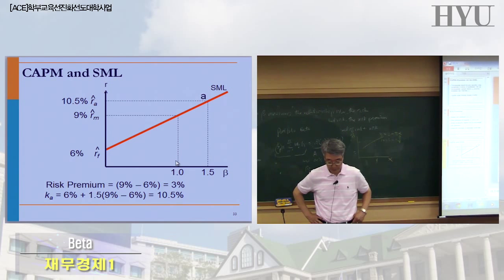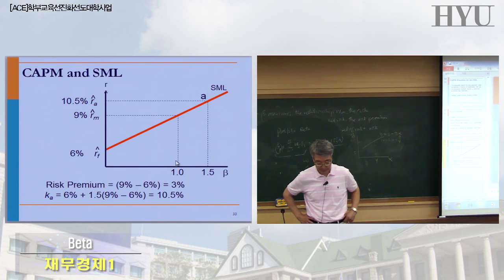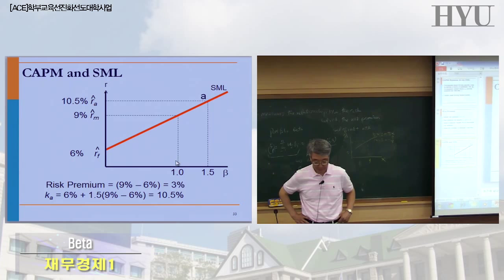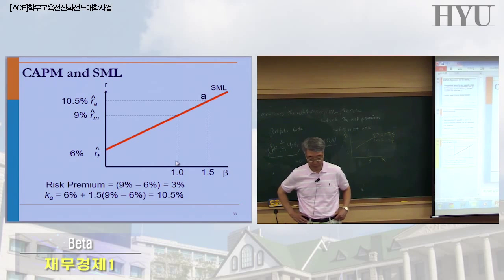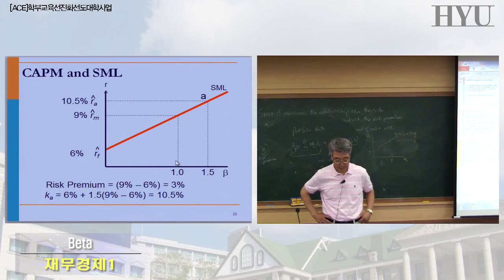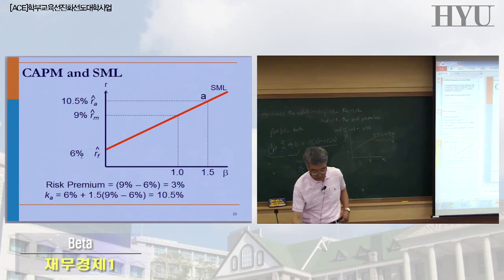CAPM and the security market line, right? And it's just an example. So here in this example, the risk-free interest rate is 6%, okay? And let's say the market return, R_M, happens to be 9%, right? Then the market risk premium is 3%, right? I should have said market risk premium here, right? Market.